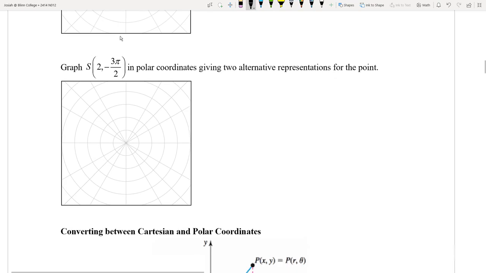All right, so let's look at one that has a negative on the angle. This one also has a 2 for the radius, which means that we're going to be jumping out to the second circle from our pole. And we've got -3 pi halves, which means that we're going to be going clockwise. So we'll be going up to the positive y-axis. It'll be going 2 away from the pole, which means we're up here. This is point S.